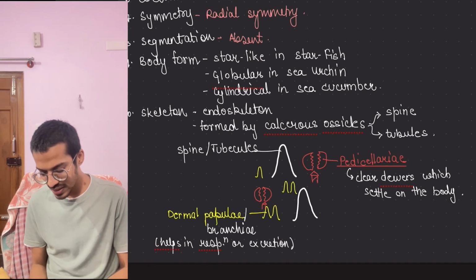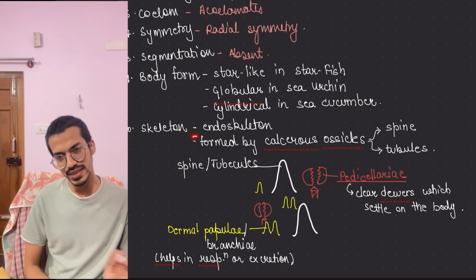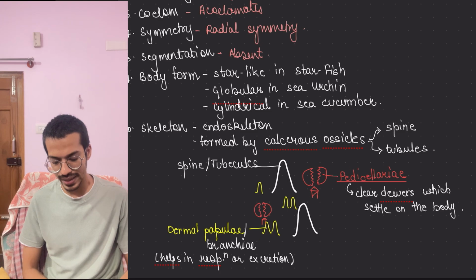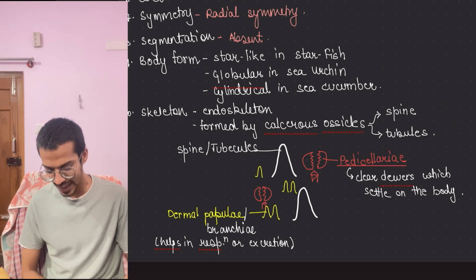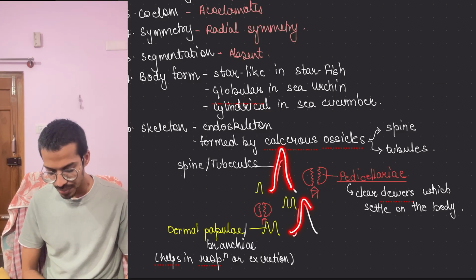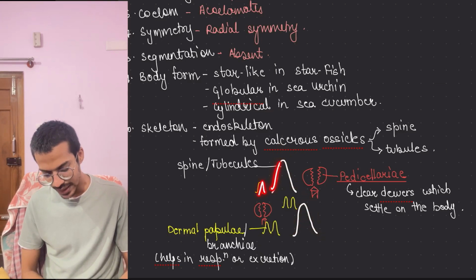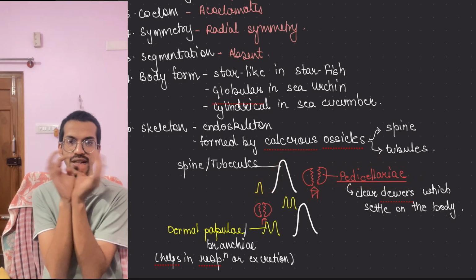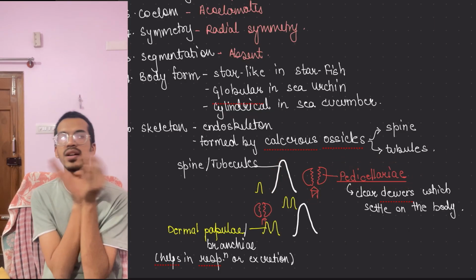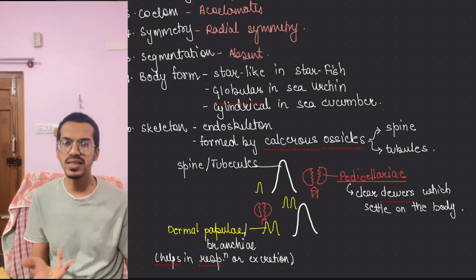Then comes the skeleton. They have an endoskeleton. Inside their body it is present, made up of calcareous ossicles. It has spines and tubercles. Spines are spine-like things. Tubercles are small papillae also present. Then pedicellariae, which are to clear the dust. Anywhere if something is present, they clear the dust from their body, because they don't move unless it is required.